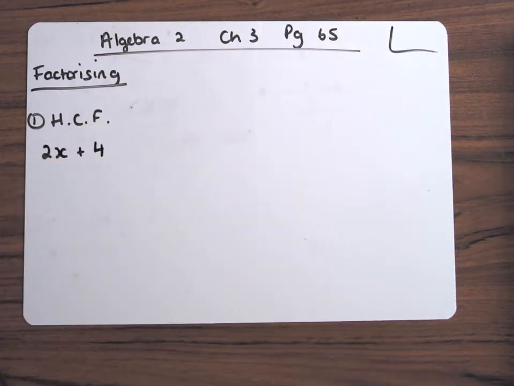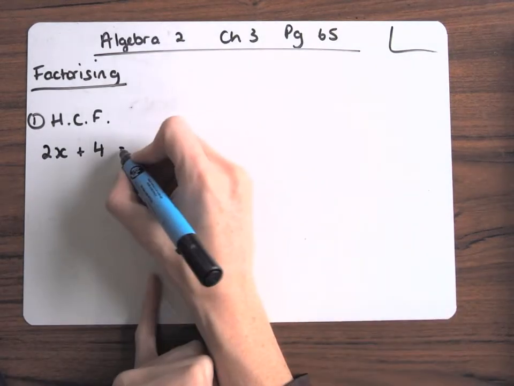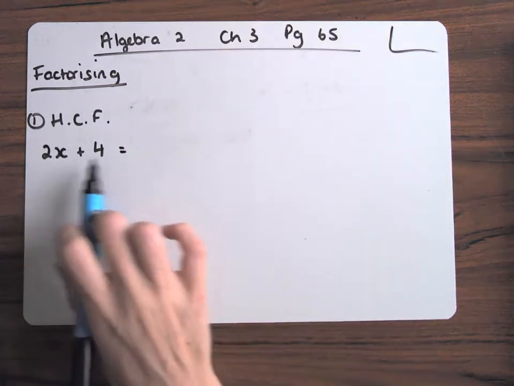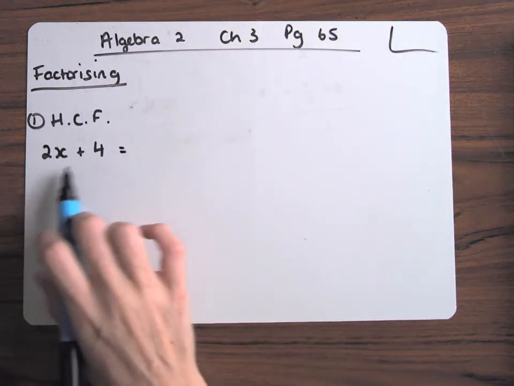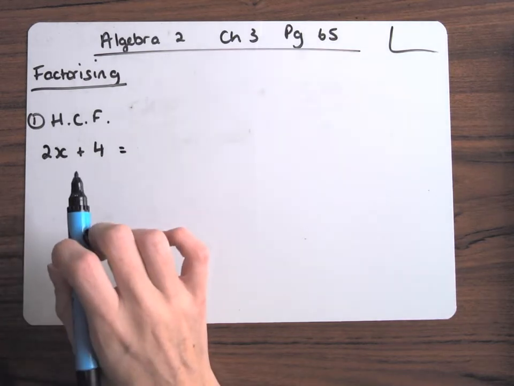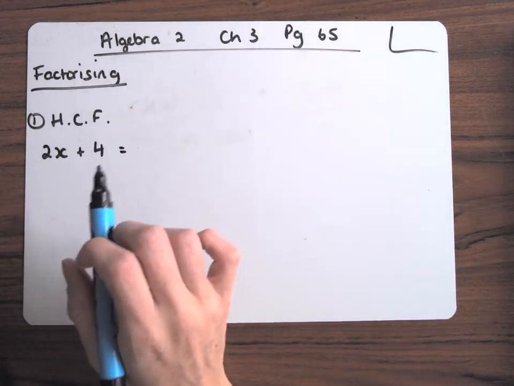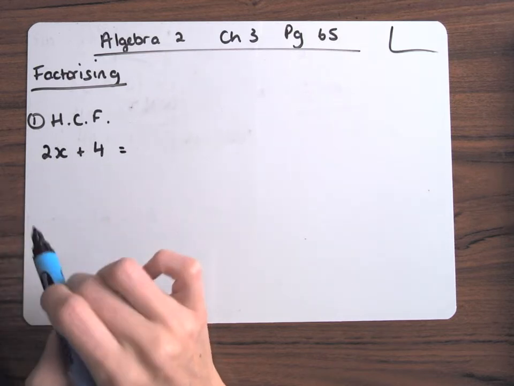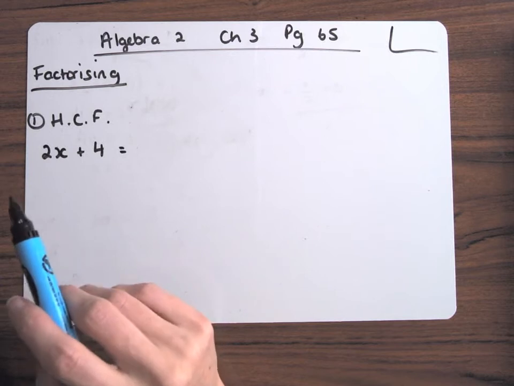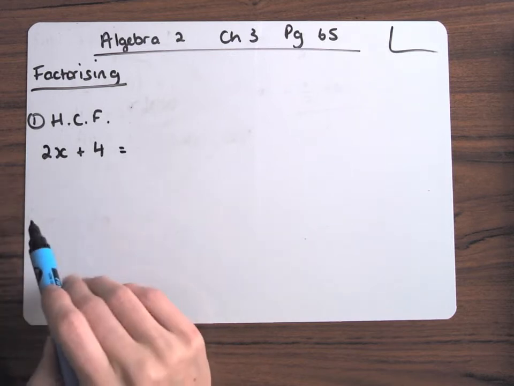And we've done this. So if they want us to factorise 2x plus 4, you're looking for the highest thing that they have in common. So what's the highest number or letter that goes into 2x and 4? No. Careful now. This has to go into both 2 and 4. Not that 4 and 2 go into something else. So what goes into 2 and 4?